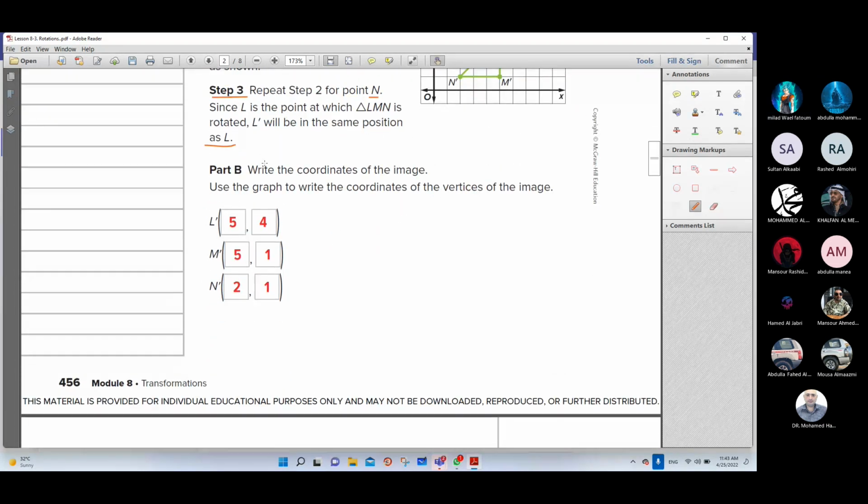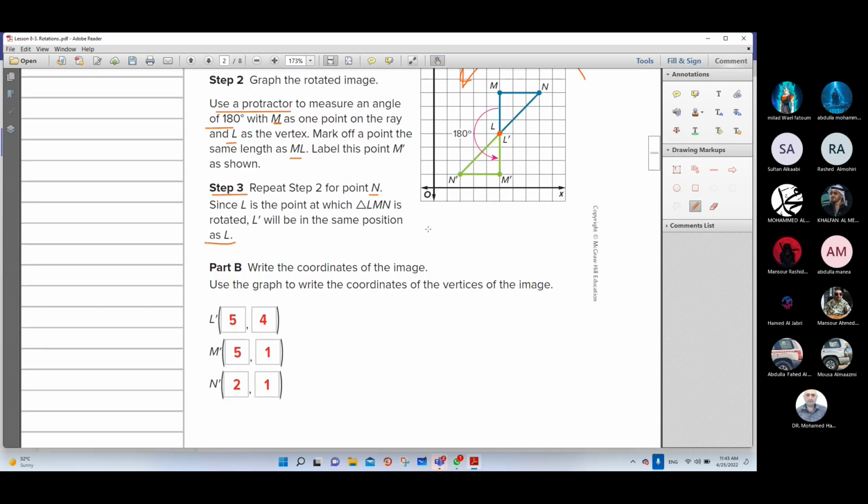So write the coordinates of the image. Use the graph to write the coordinates of the vertices of the image. As you see from the graph, we can write the point L prime: 5 here in X and 4 in Y, so L prime is (5, 4). Also M prime is (5, 1). Also N prime will be (2, 1).